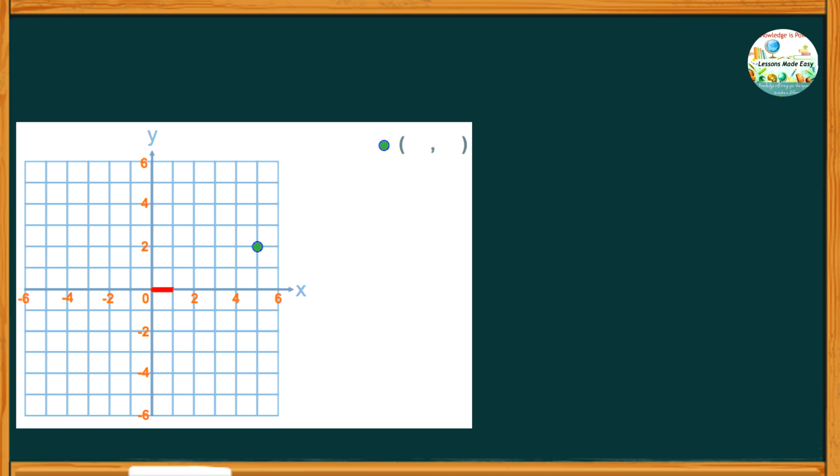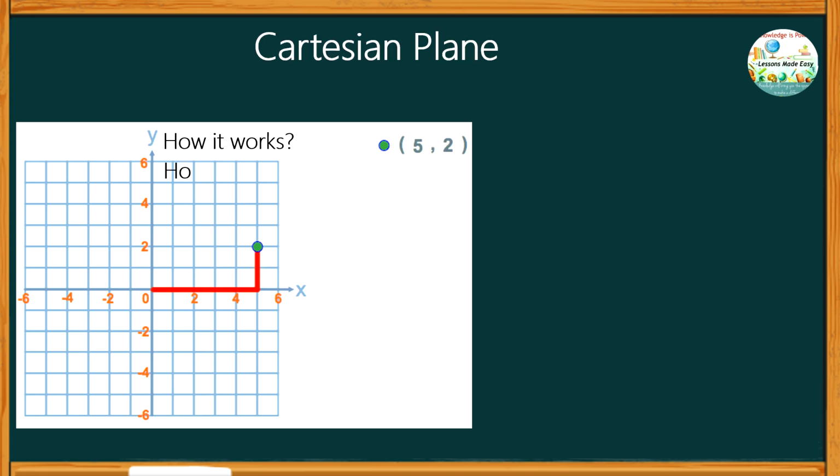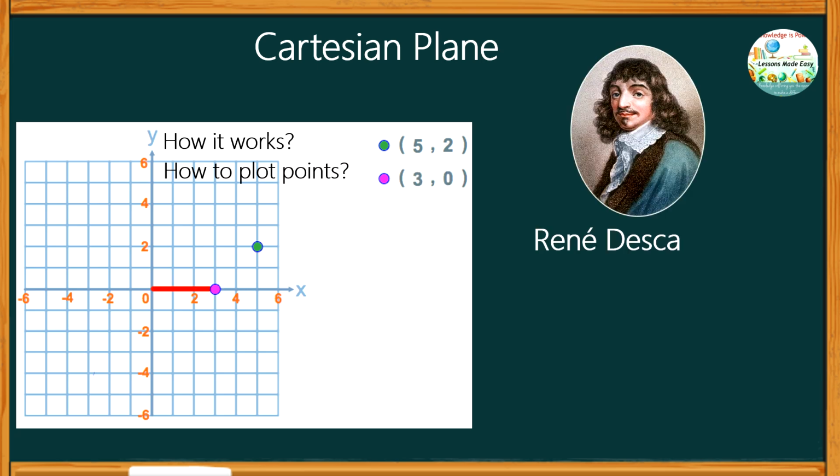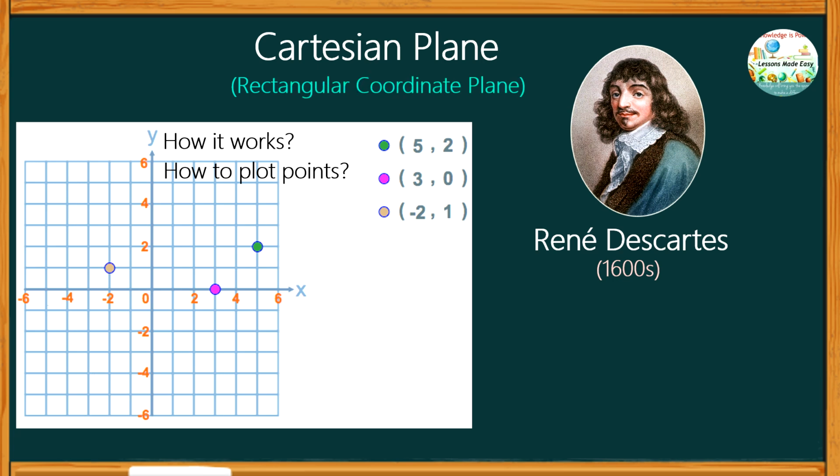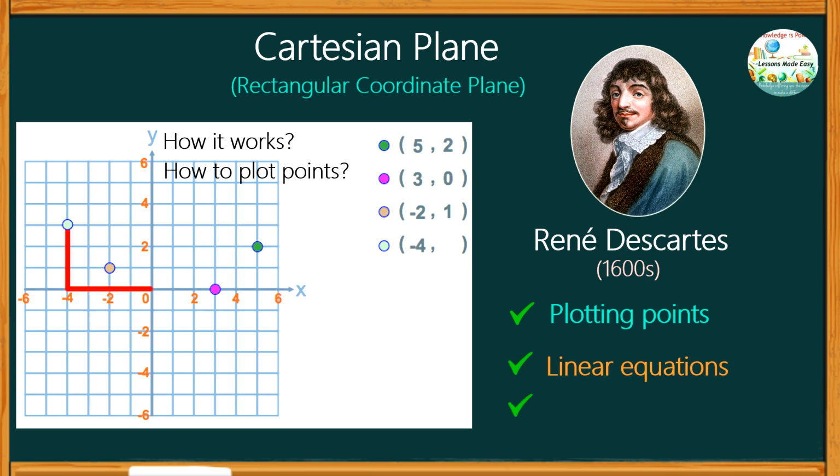Today we will learn all about the Cartesian plane, how it works, and how to plot points on it. It was first introduced by René Descartes, a French mathematician and philosopher in the 1600s. The Cartesian plane is also called a rectangular coordinate plane. It is not only used in plotting points, but also in graphing linear equations, making geometric shapes, and many others.